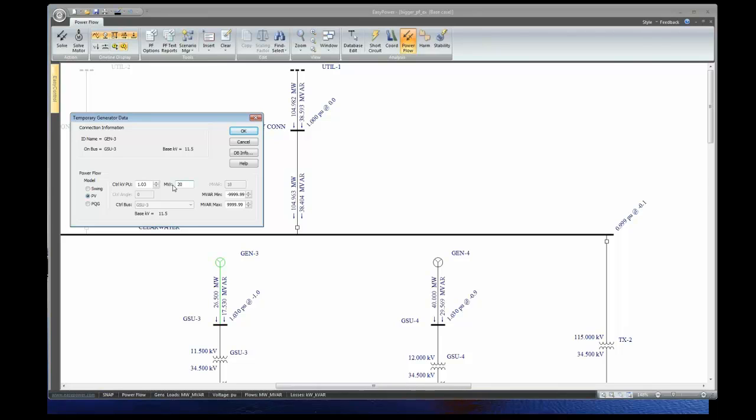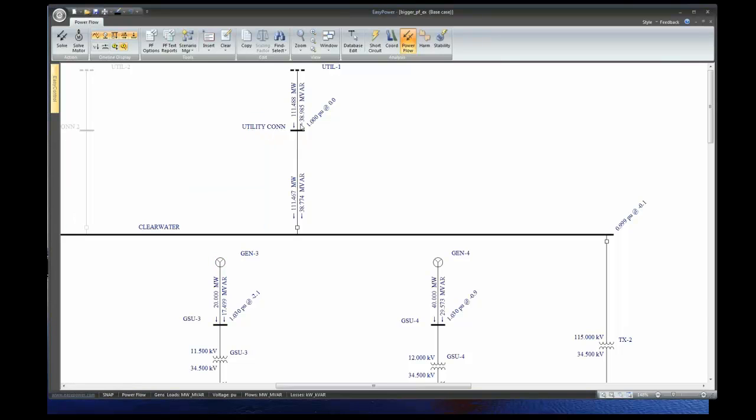Well, that 6.5 megawatts has to be made up from somewhere, right? Because this is scheduled at 40, that's going to stay 40. So it's going to come from basically my swing source, which is the utility. I've reduced this generator by 6.5 megawatts to 20, so this is going to go up roughly 6.5. You can see now it went from 104 to 111 and some change.